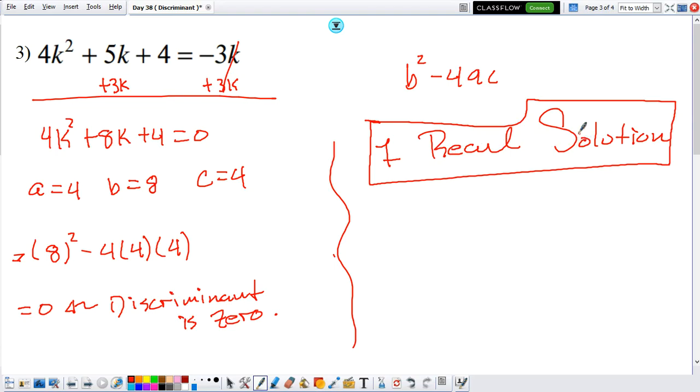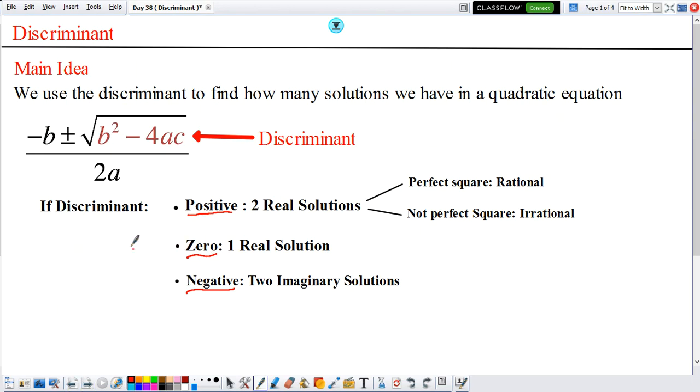Again, to recap, you take the discriminant and the result is what's going to give you what we're looking for. If your discriminant is positive, then we got two real solutions, and you have to check if it's a perfect square or not. If it's a perfect square, it's rational; not a perfect square, irrational. If your discriminant is 0, then you get one real solution, and if your discriminant is negative, then we're going to call that two imaginary solutions.